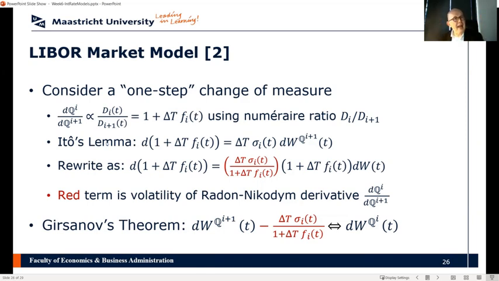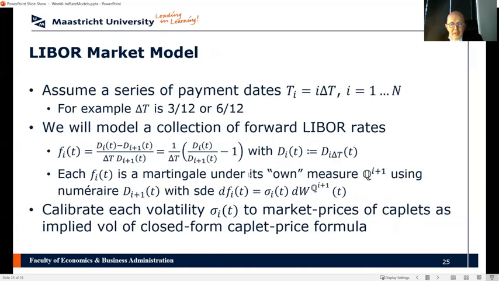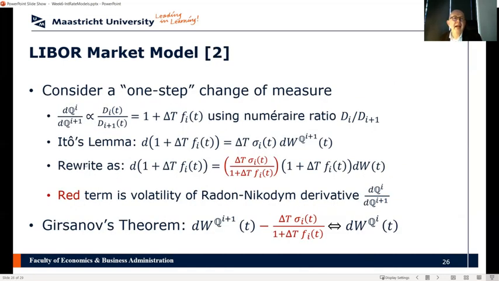So therefore, because I have postulated I'm modeling those LIBOR rates, so I know the stochastic processes for the Fs, I can now apply Ito's lemma to 1 plus delta T F. Well, this is the easiest application of Ito's lemma, because this is just a linear function. So the d of 1 plus delta T F is delta T times sigma_i times the dW, and because F is a martingale under the Q^{i+1} measure.